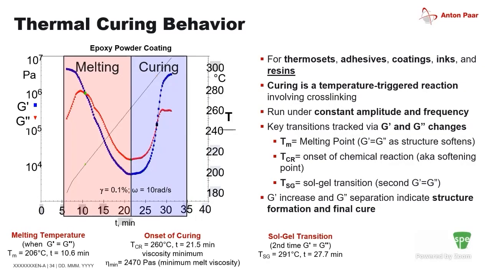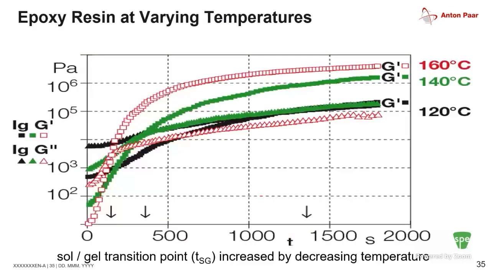And I see a plateau in both the storage and the loss moduli where the sample is fully cured. So I can look at that from a temperature standpoint to see where the onset of curing behaviors occurs. Now, this is just from a temperature curing standpoint, where I continue to increase temperature and the reaction gets faster and faster, but I can also look at the behavior under isothermal conditions, at different temperatures.